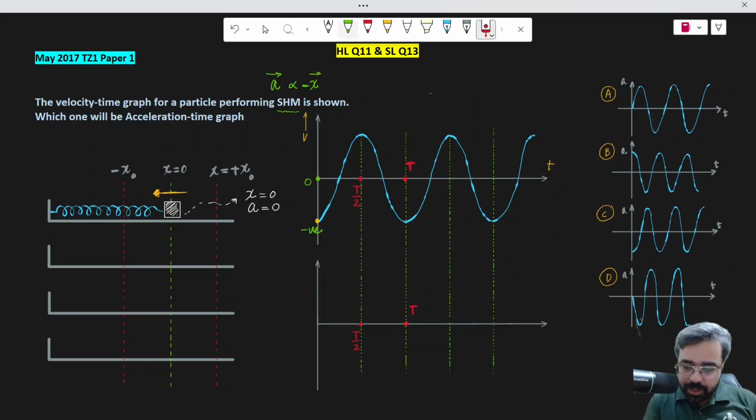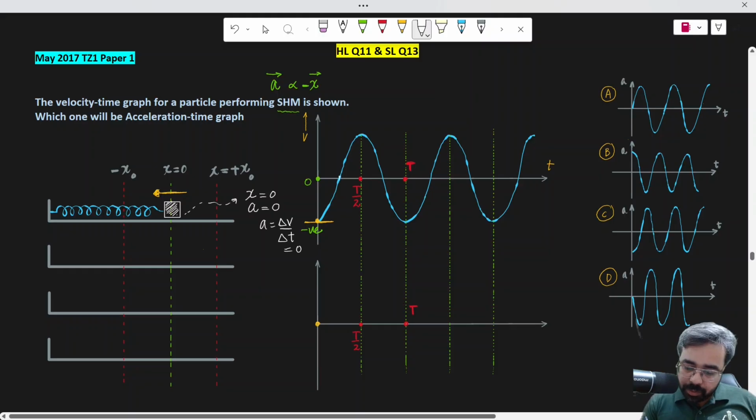Secondly, if you notice, at that point, if I draw a tangent, the tangent is a horizontal line. So if I find the slope or gradient of the velocity time graph there, it gives me a zero value, which again shows the same concept, that the acceleration must be zero at time t equal to zero.